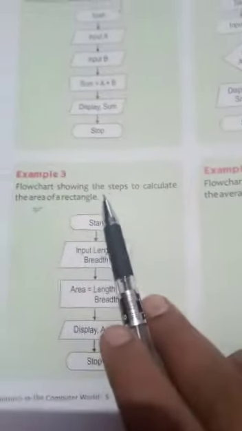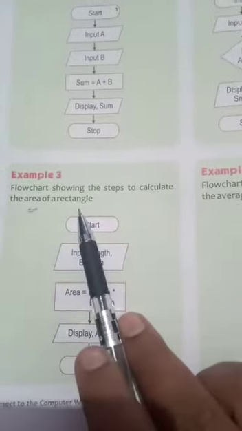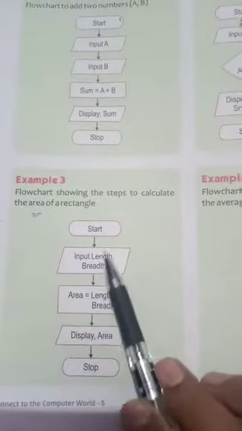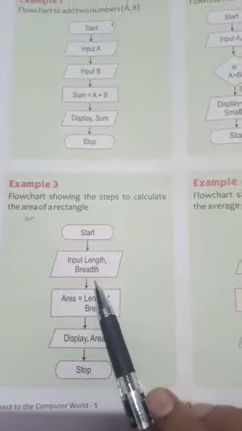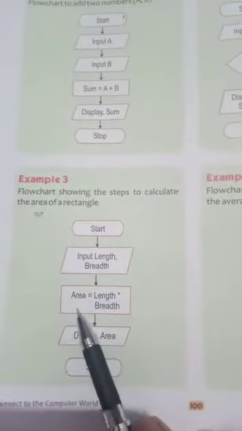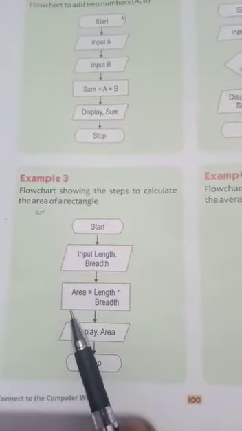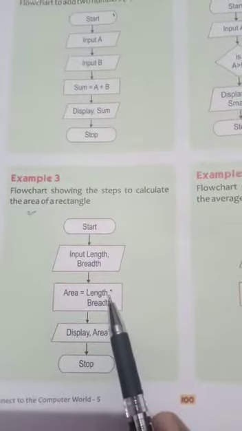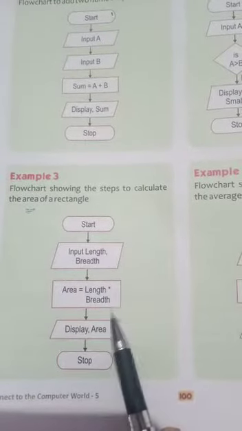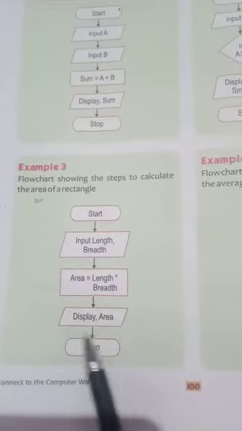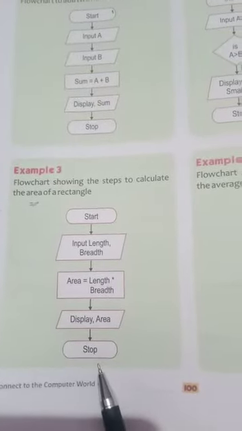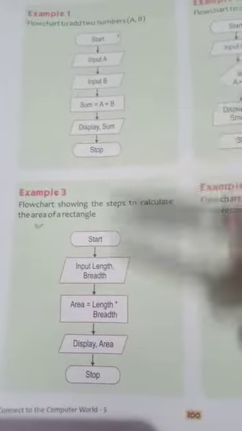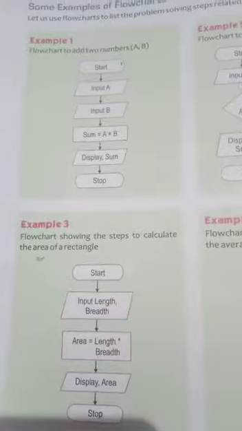Very easy. I will also show you a flowchart showing the steps to calculate the area of a rectangle. Start, then input length and breadth. This is the input box, and now the processing box is a rectangular shape box. Area is equal to length into breadth. You have to write that here, and then in the output box you have to display the area and then stop. Okay students, this is a simple example of flowcharts.